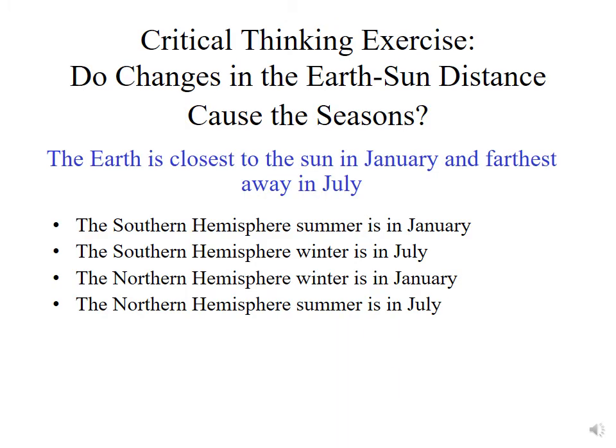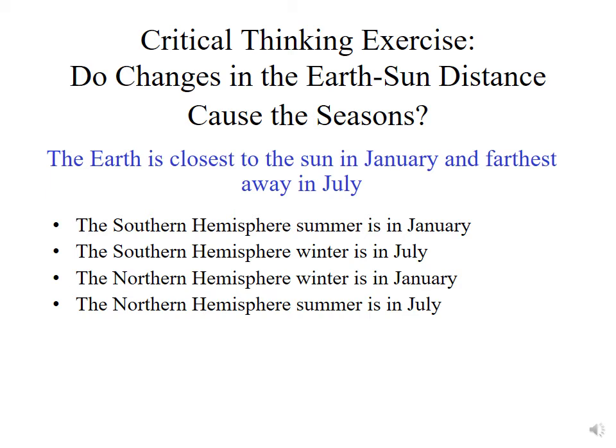So let's do a critical thinking exercise and try to determine if the changes in the Earth-Sun distance actually were responsible for causing the seasons. Well, here's what we know. We know that the Earth is closest to the Sun in January and farthest away in July. So the Southern Hemisphere summer is in January, and the Earth is closest to the Sun in January, so that would be consistent. And the Southern Hemisphere winter is in July when we're furthest away, so that's consistent.